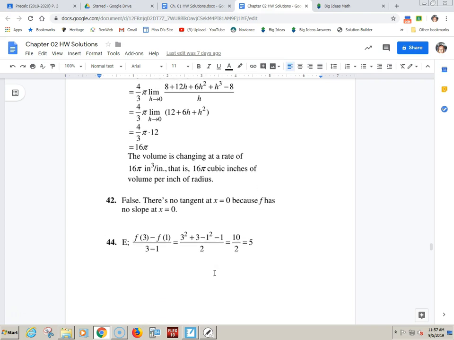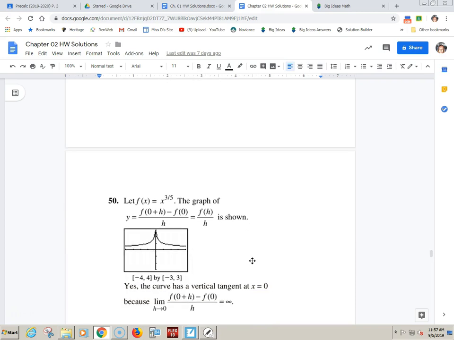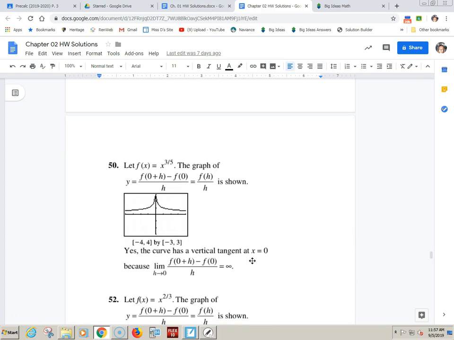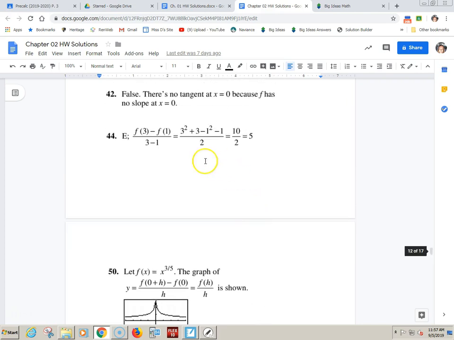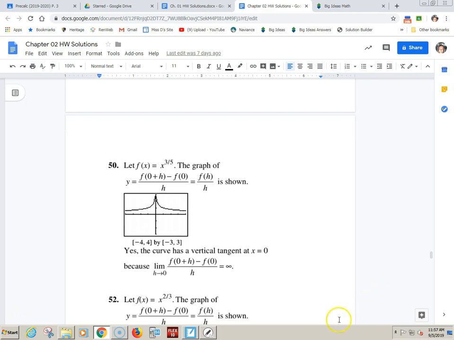Number 42 is false, because the slope is undefined, true? Number 44 is E. Sorry, it's still up there, my bad. E. Number 50 has a cusp, aka a vertical tangent. Has a cusp. Oh, it doesn't actually say that, sorry. Vertical tangent. We must not have talked about that yet.